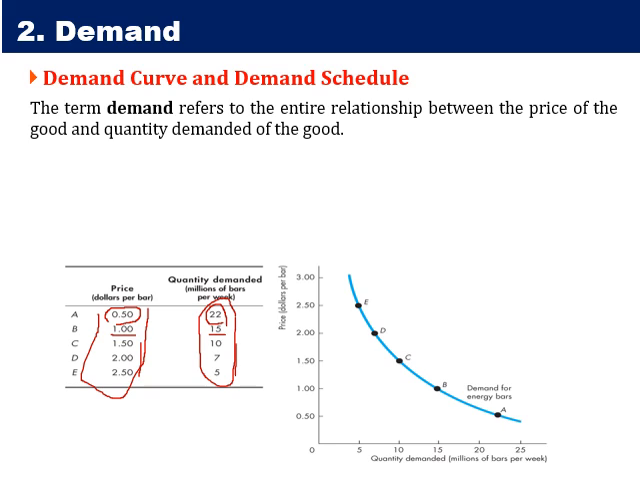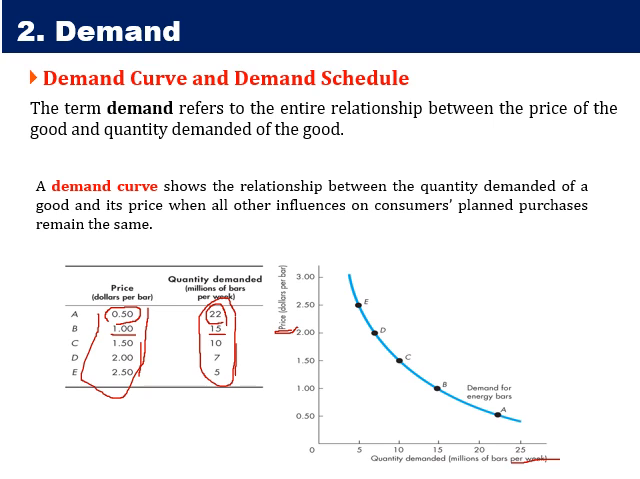Another way of representing the law of demand is the demand curve, which shows the relationship between the quantity demanded, expressed on the x-axis, and the price of the commodity, expressed on the y-axis. So we can define the demand curve as a curve that shows the relationship between the quantity demanded of a good and its price when all other factors affecting consumers' plans remain the same.